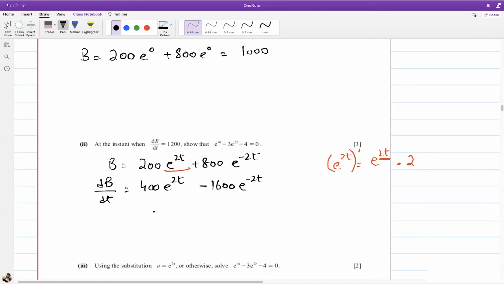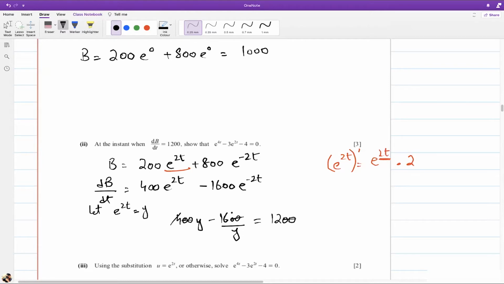So this becomes, let me just say that let e power 2t equal to y. So that gives me 400y minus 1600 over y equal to dB by dt. Okay. And they're saying when this thing is equal to 1200. So I'm going to put this equal to 1200. Okay. So now these zeros cancel out.